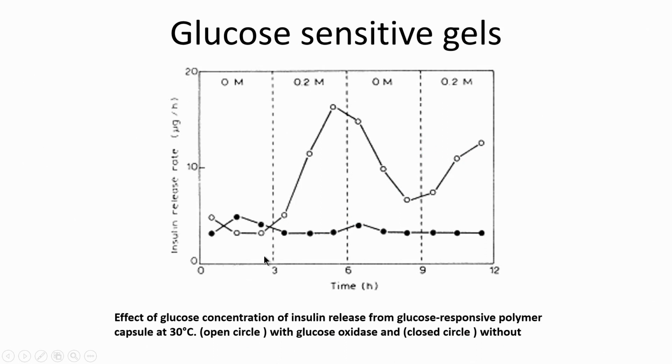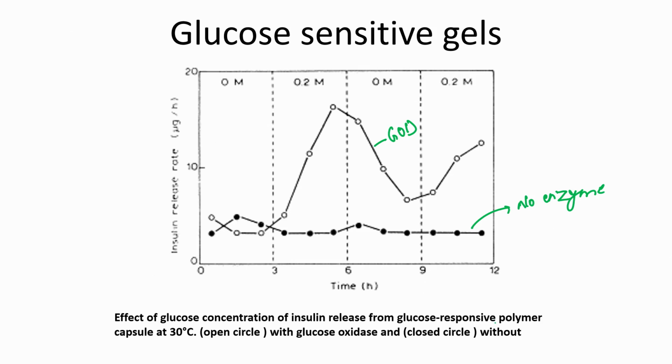So, here is further data on that. You can have not only one cycle, as shown in the previous graph, but multiple cycles. Here you have a polymer that either contains glucose oxidase or does not. The open circles have the GOD enzyme tagged to them, and the closed circles have no enzyme.